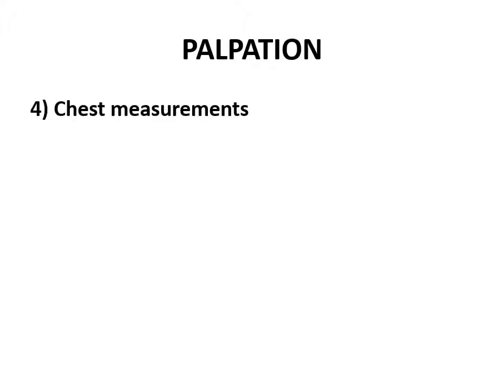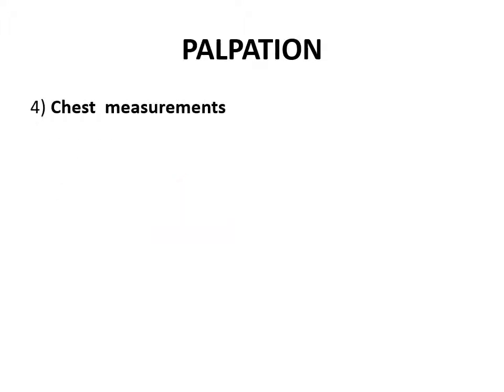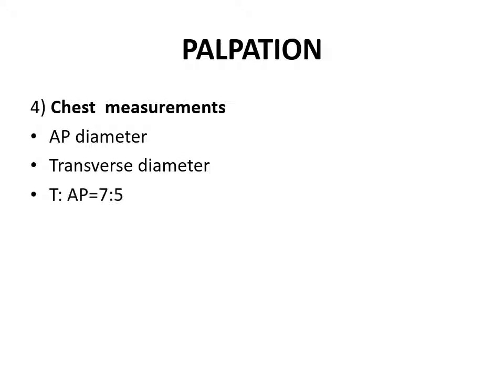Now next, chest measurement. Under this, we will measure the transverse diameter, AP diameter and full chest diameter. Transverse diameter is normally more as compared to AP diameter. Okay. So now, how to check for it? We will see in the video.